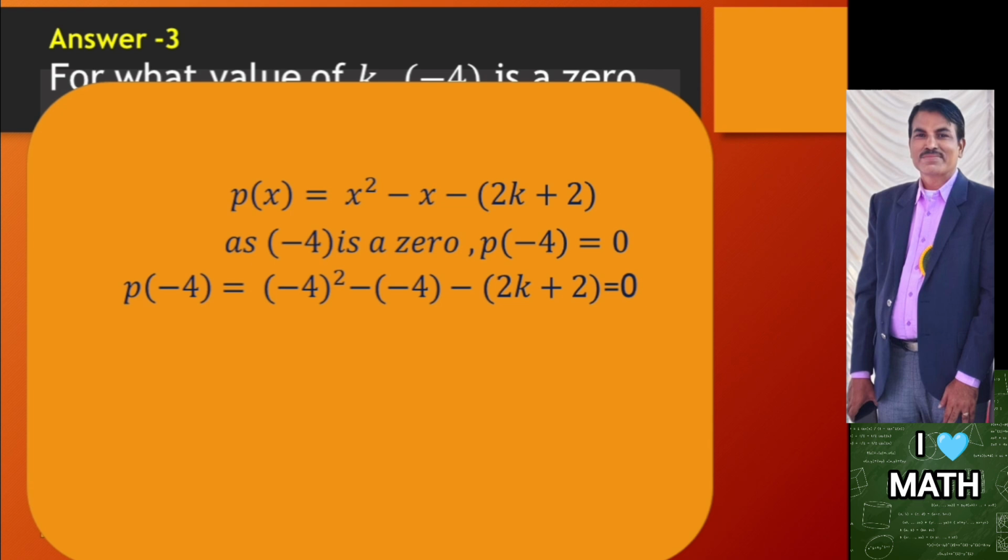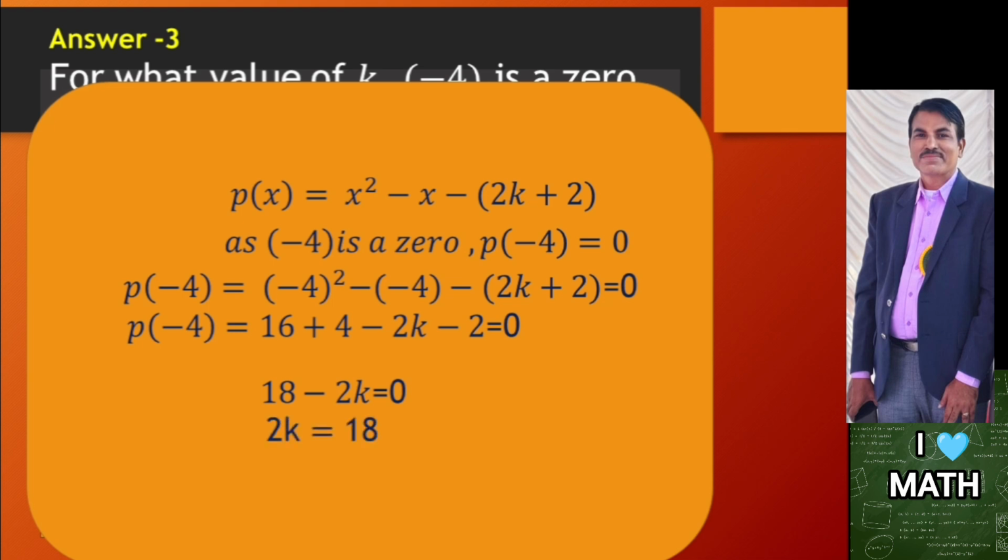As p of minus 4 is 0, in place of x we will substitute minus 4. On solving, we find 18 minus 2k equal to 0, or k equal to 9. When k equal to 9, the correct answer is D, bit number D. Till now, 3 answers we have discussed. How many answers have you done correct? Note down and tick your answer. Let's move to answer number 4.